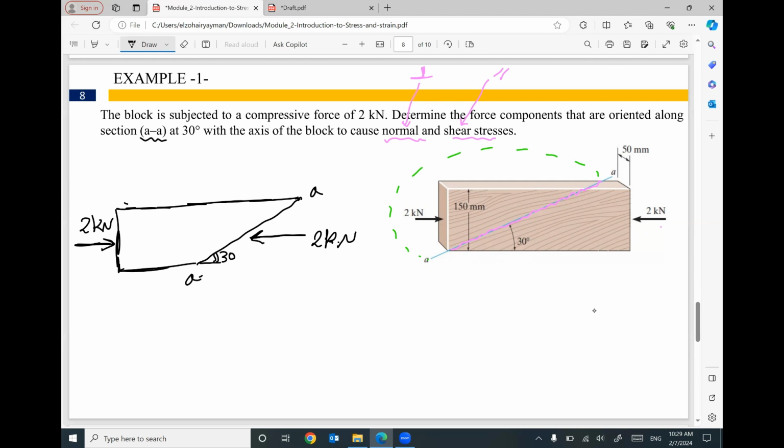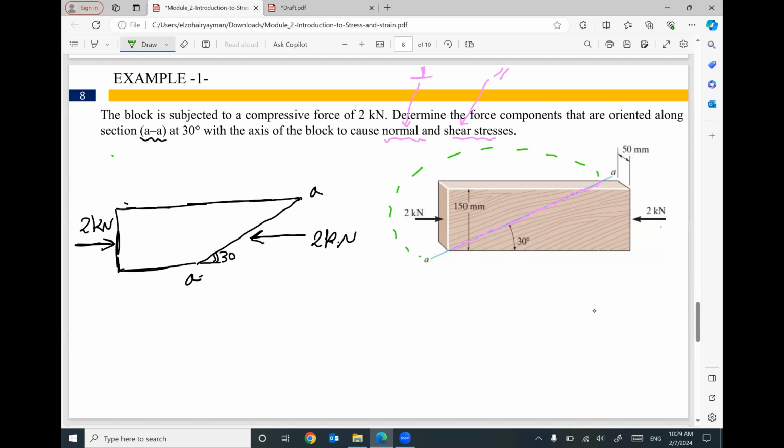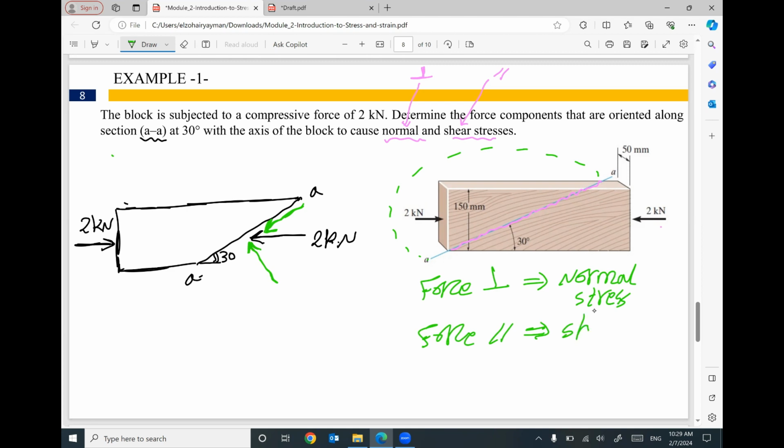So if you would like to figure out the force that will cause normal stress, I have to break this force, 2 kilonewton, to something perpendicular to this cross section. If you would like to figure out the force that will cause shear stress, I have to break this force to a force parallel to the cross section. Does that make sense? So the force perpendicular will cause normal stress. The force which is parallel to the cross section will cause shear stress.